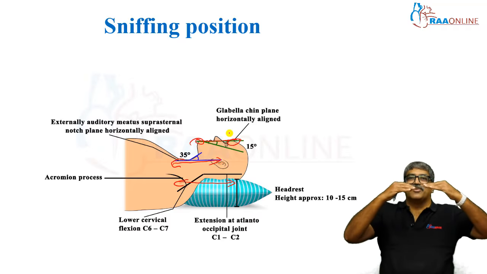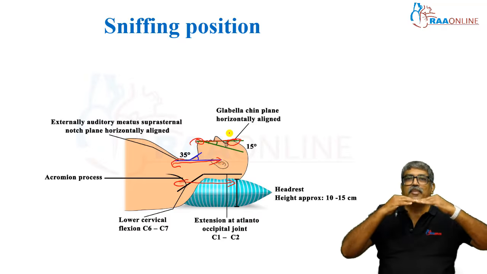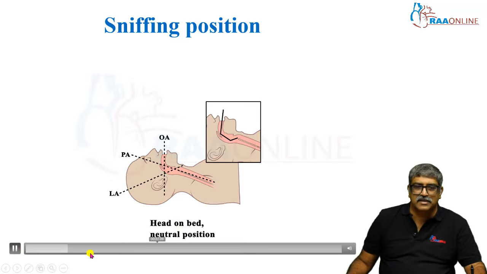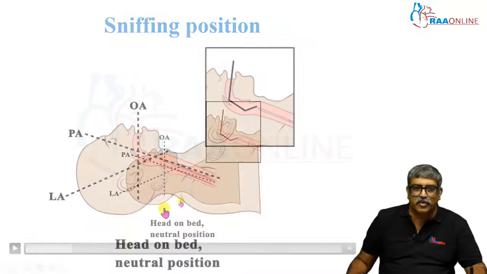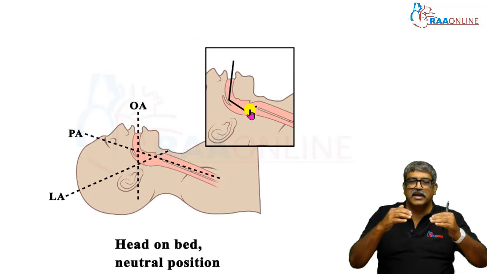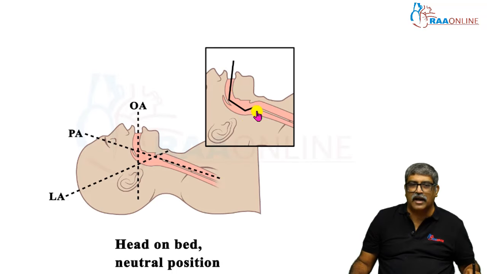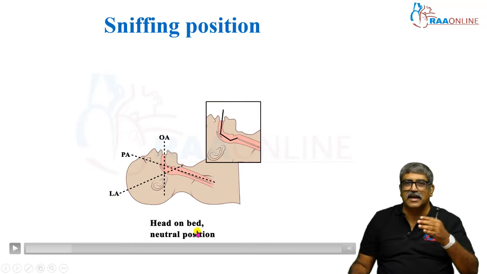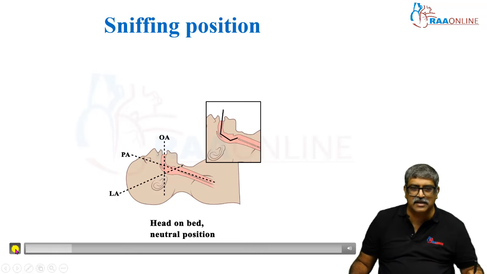These 3 things should be falling in the line when you place a headrest. And now coming to the 3 axes: pharyngeal axis, laryngeal axis and the oral axis. In neutral position, here you can see the oral axis, this is the pharyngeal axis and laryngeal axis. All are not meeting in line. This should be falling in line for the airway to secure. This is the neutral position where the axes do not align with each other.